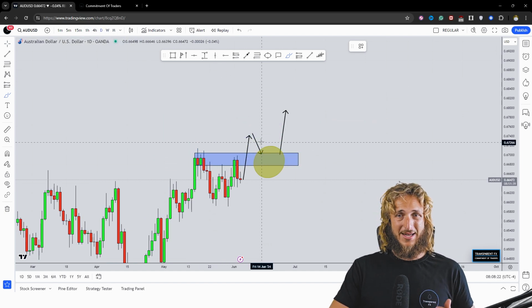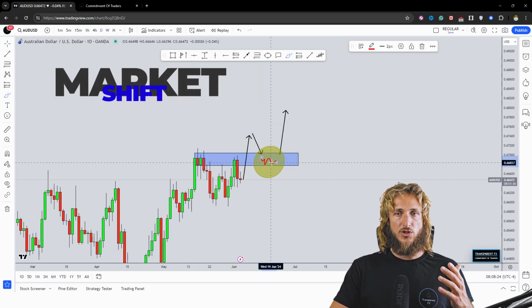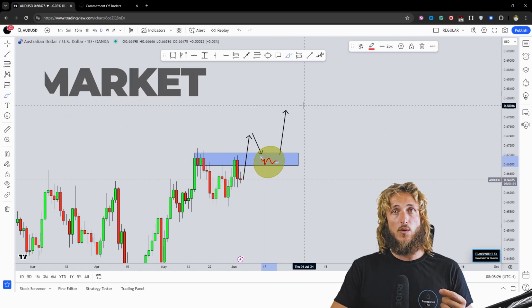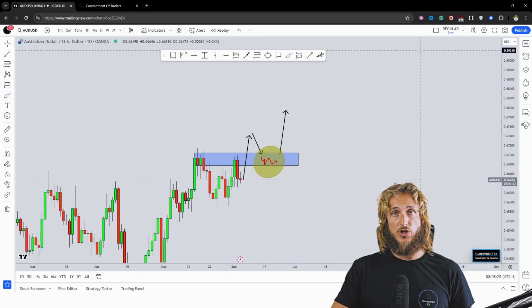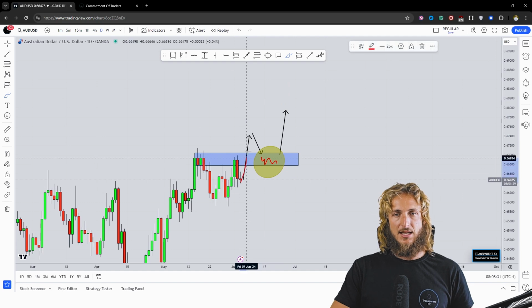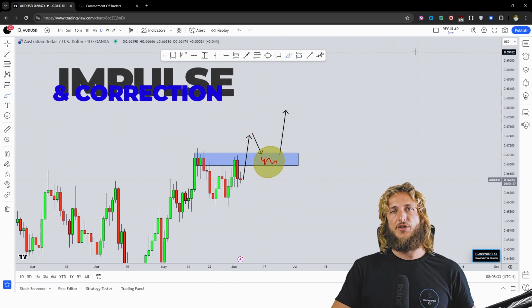Therefore, what I would expect is that if this market would shift from an intraday bearish to a bullish market, at that point, I wouldn't be surprised to see a potential rejection to the upside, completing this daily impulse correction and impulse pattern to the upside.